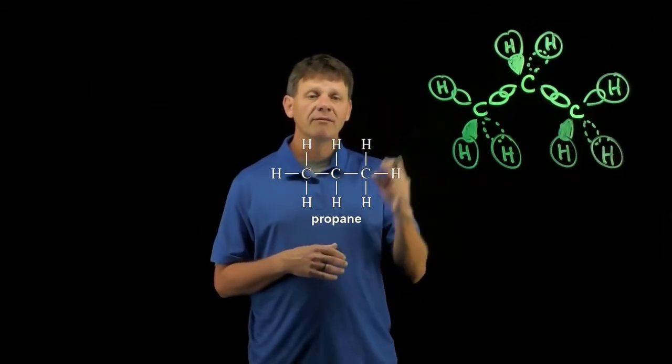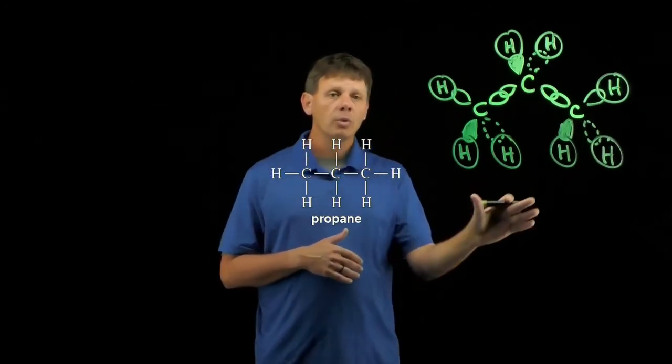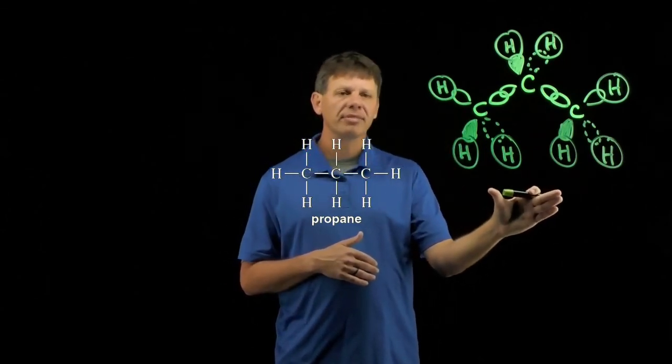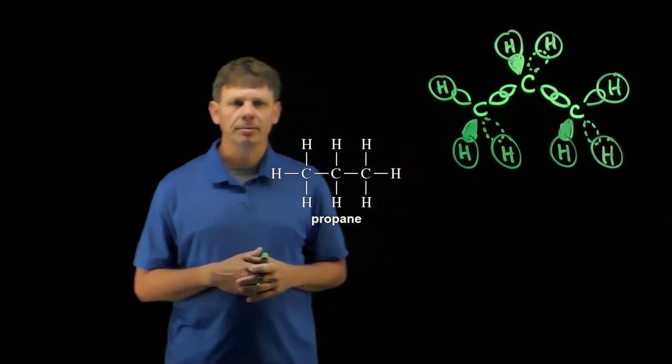By showing the 4 sp3 hybridized orbitals at each carbon, we end up with this as the molecular orbital picture for propane.